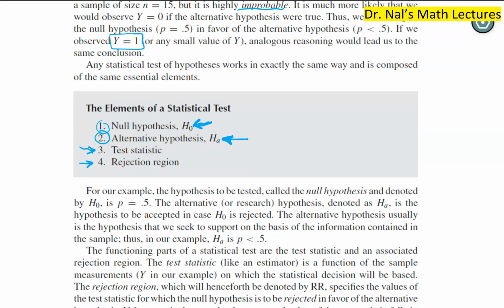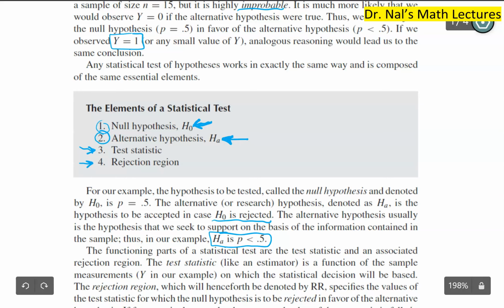If the test statistic falls into that region, then we will be able to reject the null hypothesis in favor of the alternative hypothesis. For our example, the hypothesis to be tested, called the null hypothesis and denoted by H0, is P equals 0.5. The alternative hypothesis, denoted by HA, is a hypothesis to be accepted in case H0 is rejected. The alternative hypothesis usually is the hypothesis that we seek to support on the basis of the information contained in the sample. Thus, in our example, HA is this.